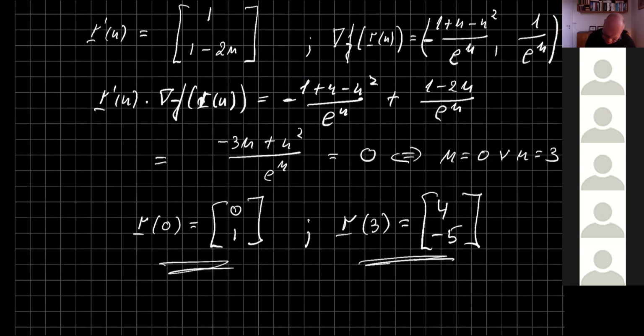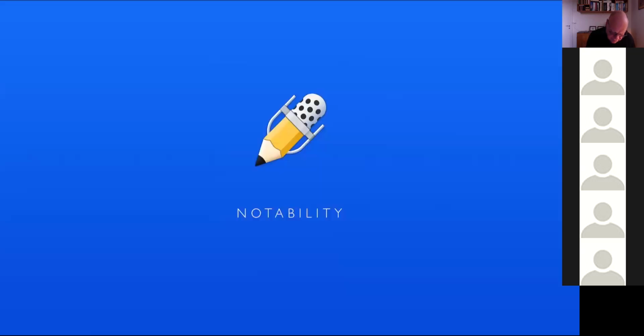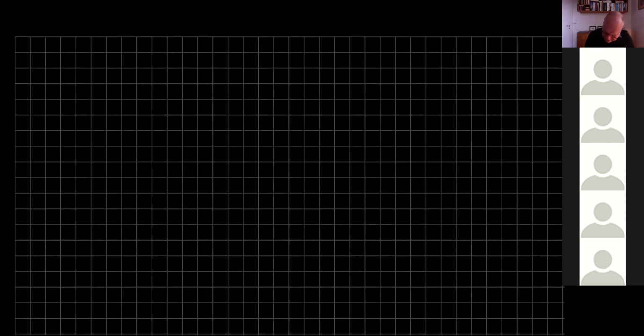This completes the first problem in the exam exercise from last year. So let's see. I think I'll turn on a new canvas here, because then we will take problem 2.